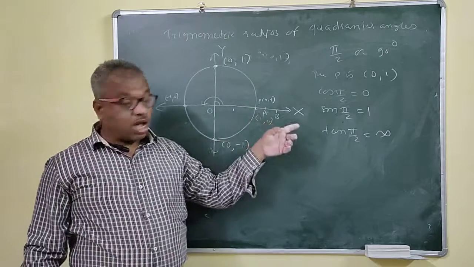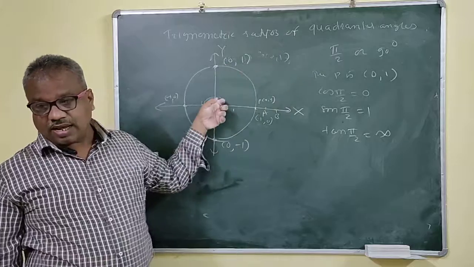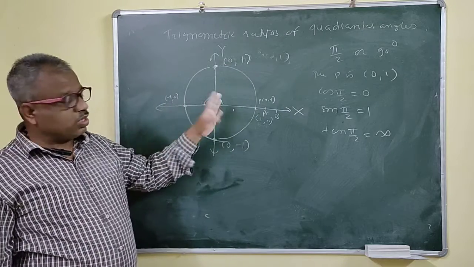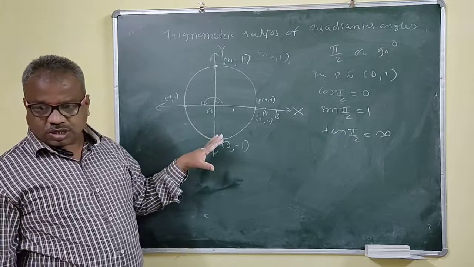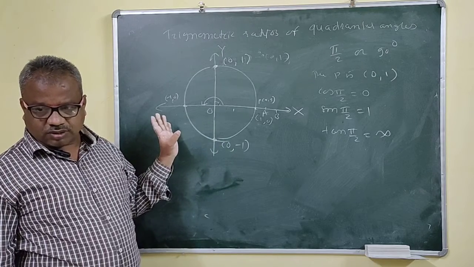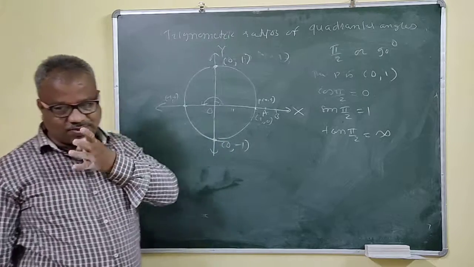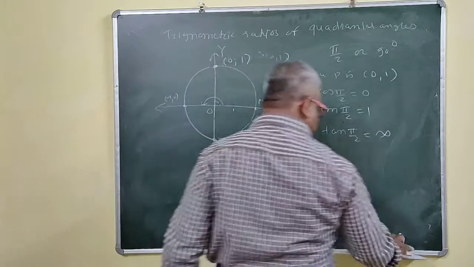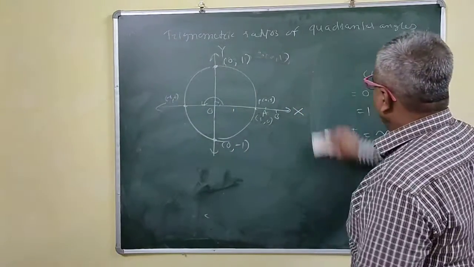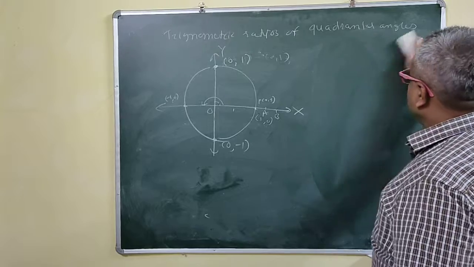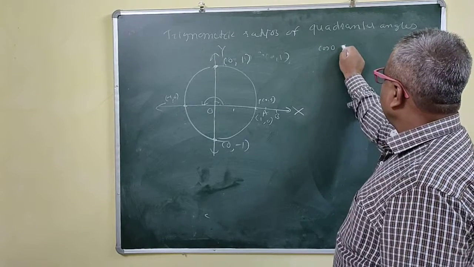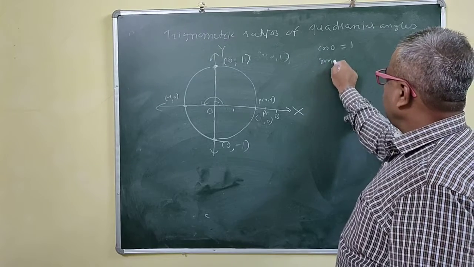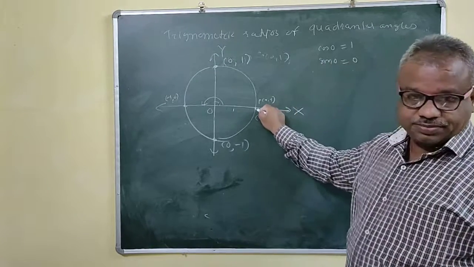So that means what here? If your angle is a quadrantal angle, then the value will be 0 or plus or minus 1, depending on the point. Right? So we'll arrange this one now. First we'll write cos 0 is 1, sin 0 is 0.